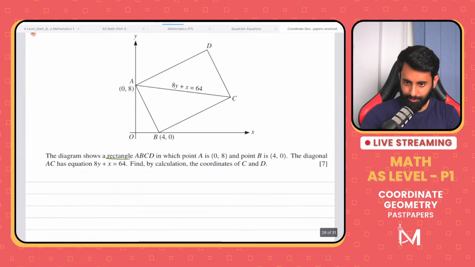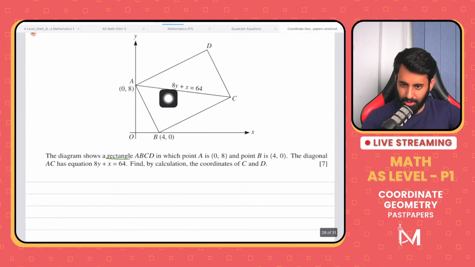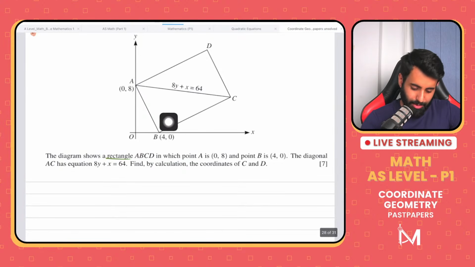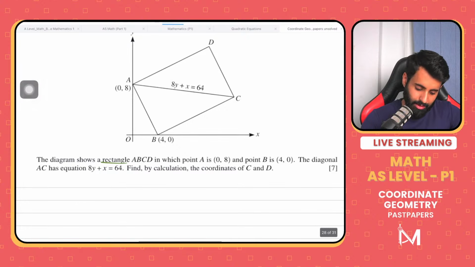Then what are we going to do next? Then it says the diagonal AC has an equation. So we know the equation of the diagonal. That means using this equation, we can find out the gradient, and I'm going to do that in a minute. Find by calculation the coordinates of C and the coordinates of D.